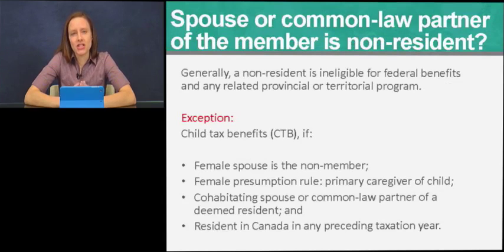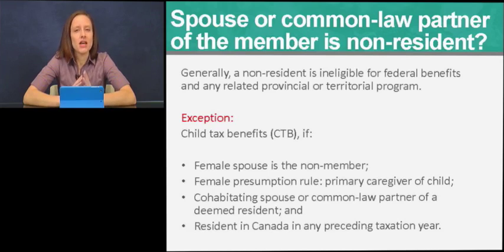There are situations when the child tax benefit is inadvertently interrupted. Generally, the mother is the one to whom the benefit is paid because of the female presumption rule. If that person is the spouse of a Canadian Forces member who is a deemed resident and she is a non-resident, benefits may end up being cut off if the CRA is not proactively informed that she is a cohabitating spouse of a deemed resident.